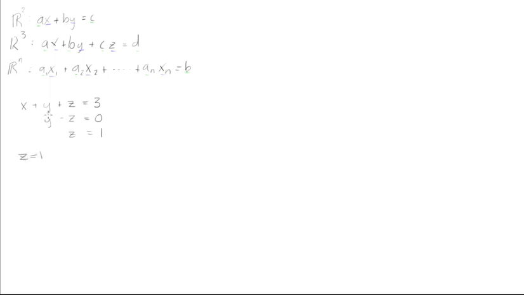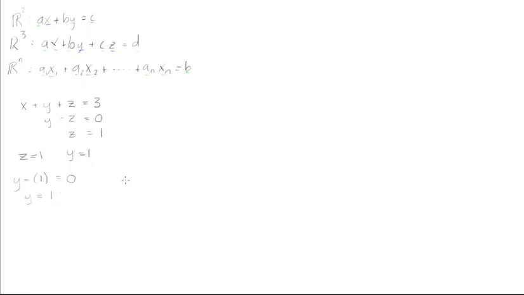And now if we go down here, the next equation, because we know z is equal to 1, we have y minus, and we can substitute in the 1 for z, is equal to 0. And then we can move this over, and it will be equal to 1. So we can write that up here too. Y is equal to 1.